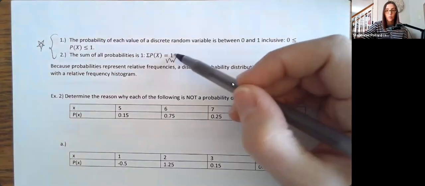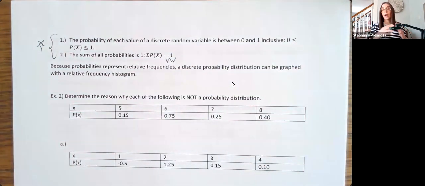The reason they add up to 1 is because we're looking at a whole there. The x should be all the possible x values for that particular experiment. So when you add up the probabilities, it should equal 1 so that we have a whole or all of them included.